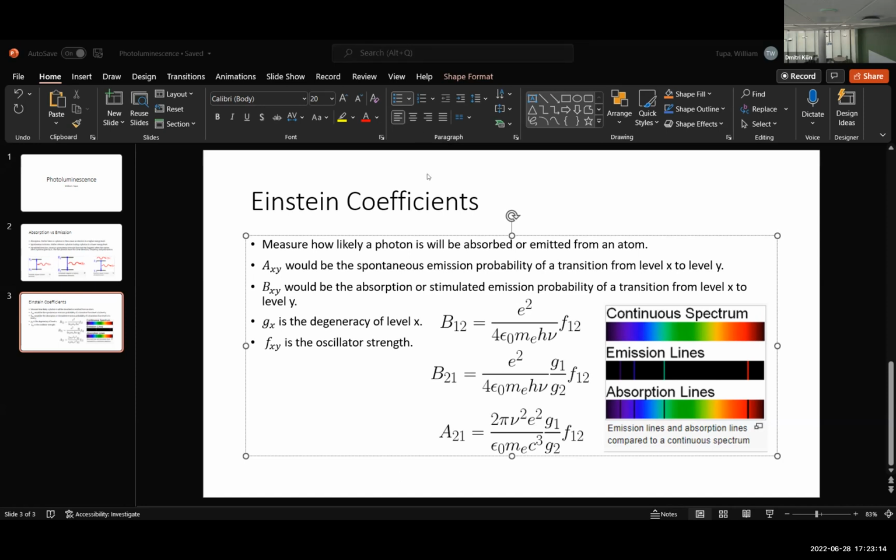Or I guess, so you have oscillator strength there. What would, well, I guess what's a good way to describe oscillator strength? I'm not sure exactly what this oscillator strength is. My initial thought would be, since we're dealing with a wave, some sort of strength of our photon or something related to that.